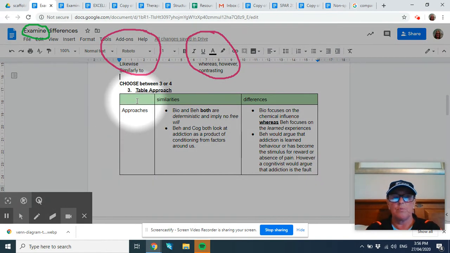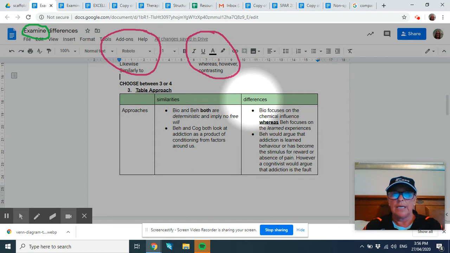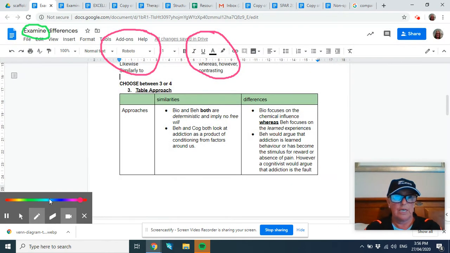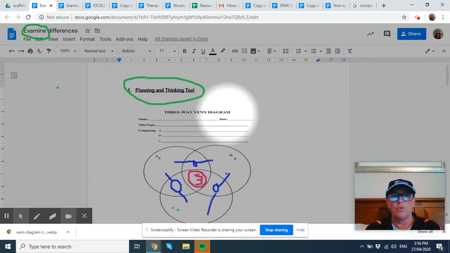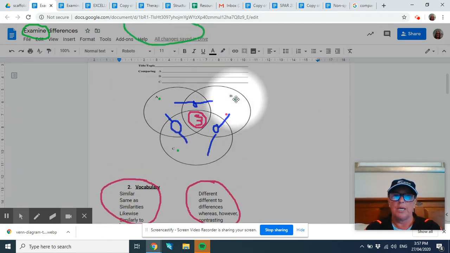Now, a table approach means that you're going to put your approaches in here. You're going to bullet similarities and differences. So you're going to steal this table, okay? And then you are going to use bullet points again to organize your material. So you're going to bullet point different similarities that you have taken from your planning tool, and then you're going to bullet point differences that you've taken from your planning tool.